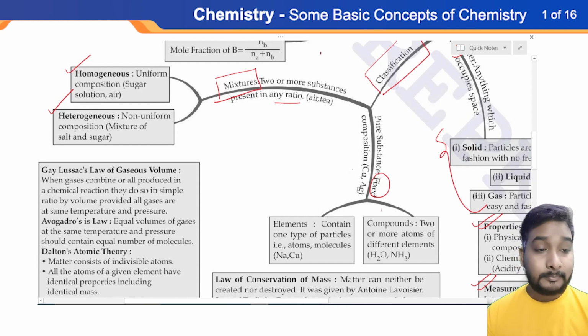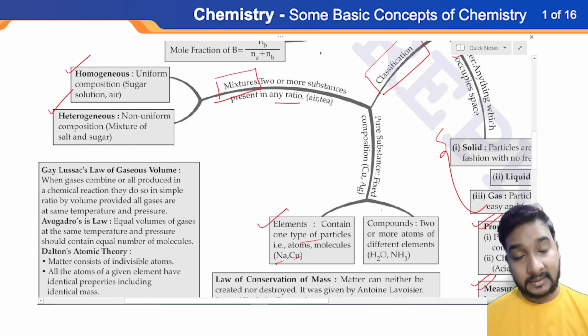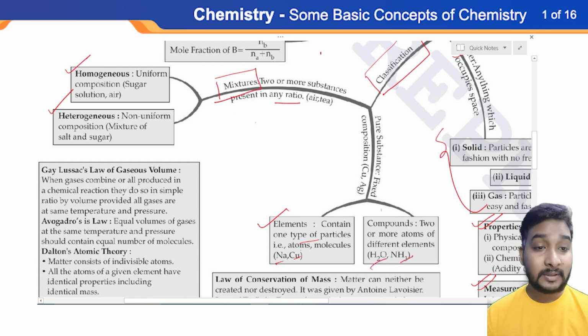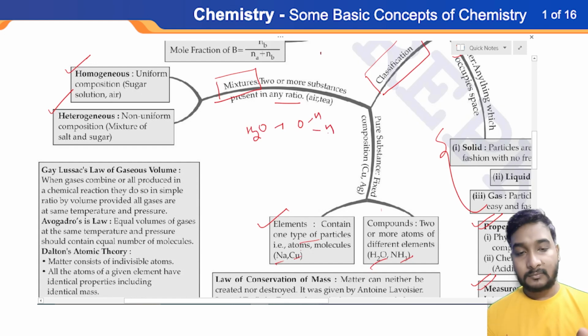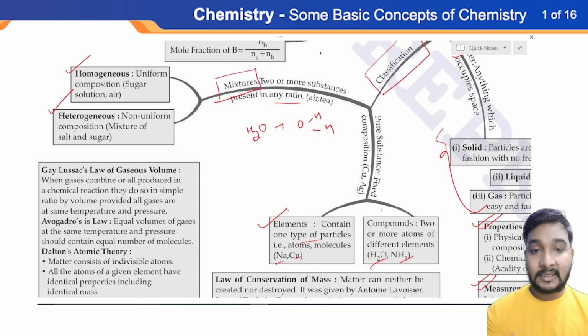Now, pure substances are again classified into two categories: elements and compounds. In elements, only one type of particles are there, sodium, copper, etc. But in compounds, two or more atoms of different elements are combined, like H2O, NH3. In H2O, we can say that one oxygen atom is attached with two hydrogen atoms. The ratio is fixed. It means for the formation of H2O, we need two hydrogens with one oxygen only.